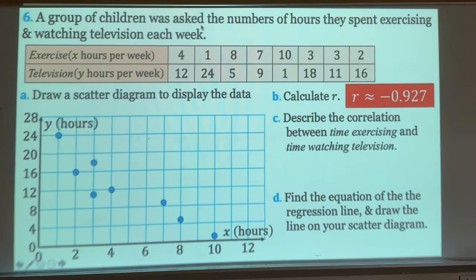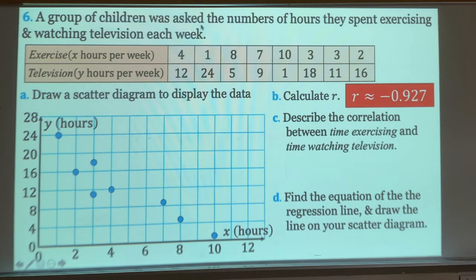What do you think? Good? I gotta go get my clicker. Click it on. And what do we got? We got negative 0.927. Good. Describe the correlation. Well, that's a negative, right? Is that strong, weak, or very strong? It is a strong correlation, all right? So, strong, negative, is it linear? Yeah, it's linear.